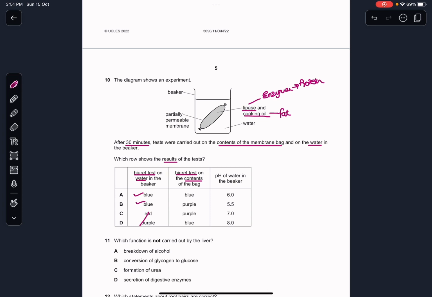Then when they're carrying out the Biuret test on the content of the bag, we have a protein present there. We have lipase there, right? So the color would change from blue to purple, right? So essentially we've gotten our answer, but we're going to confirm our answer by looking at the third thing as well, the pH of the water.